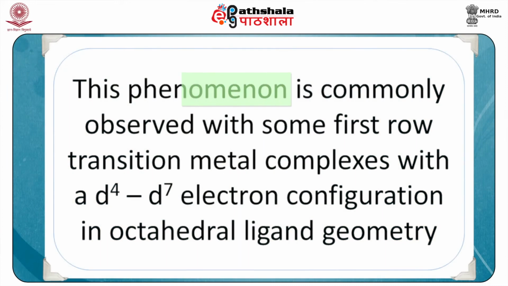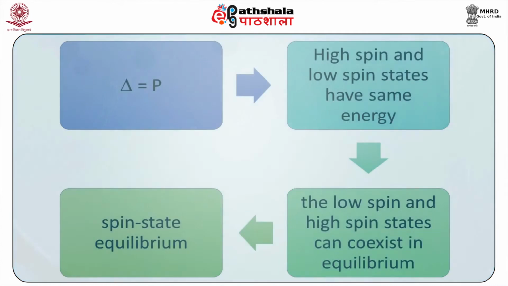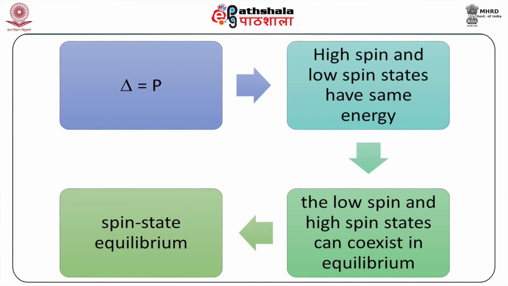This phenomenon is commonly observed with some first row transition metal complexes with a d4 to d7 electron configuration in octahedral ligand geometry. As we already know, metal ions with any of the d4, d5, d6 and d7 configurations exhibit two possible electron configurations in the octahedral ligand field.